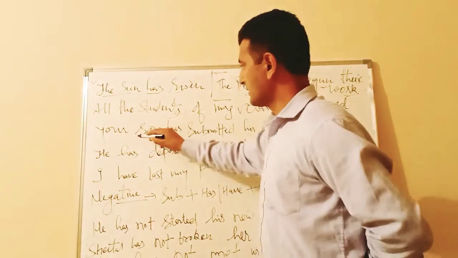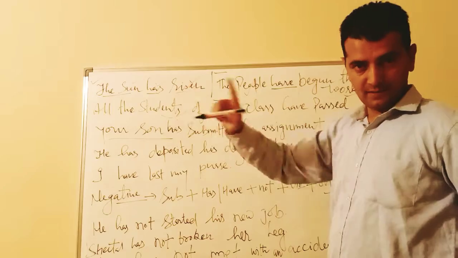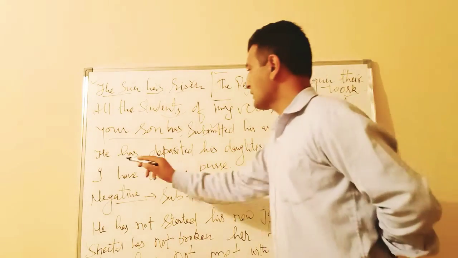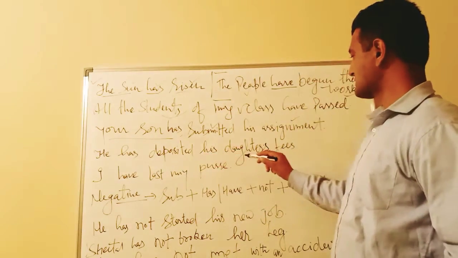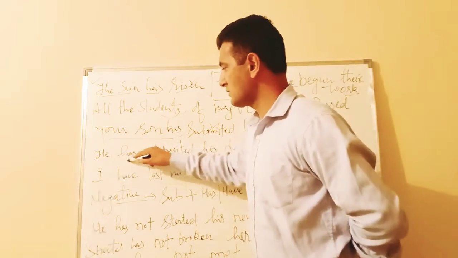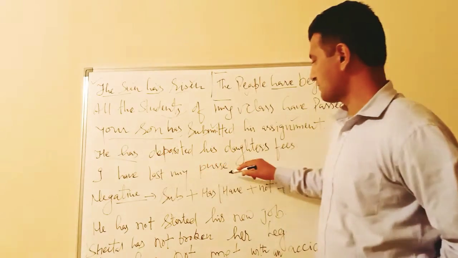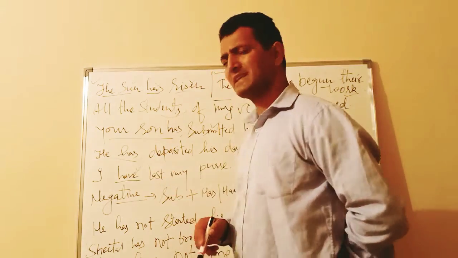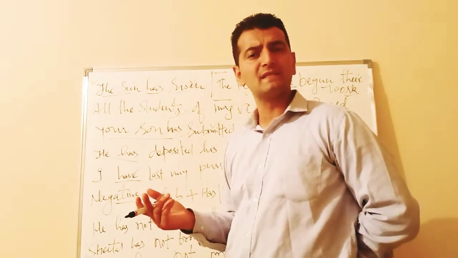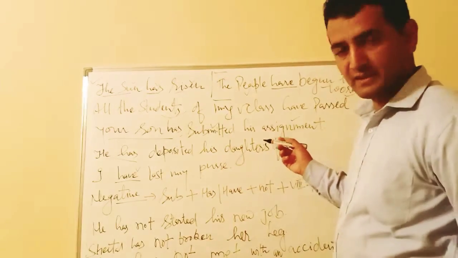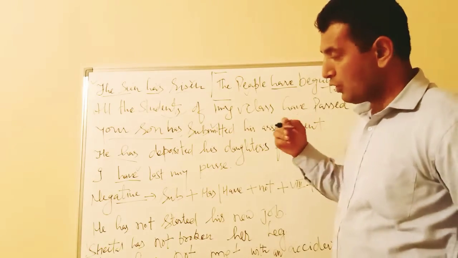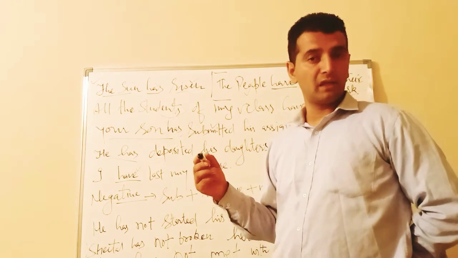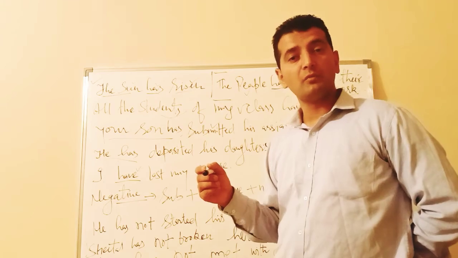Your son here has, singular, has submitted his assignment. He has deposited his daughter's fees. He has, third person singular. I have lost my purse. I, the first person, have. I don't think that you have any kind of confusion with the formulation of these sentences, because now we are in a state of mind that we know how we can make it, because we have the knowledge of the formula now, right?